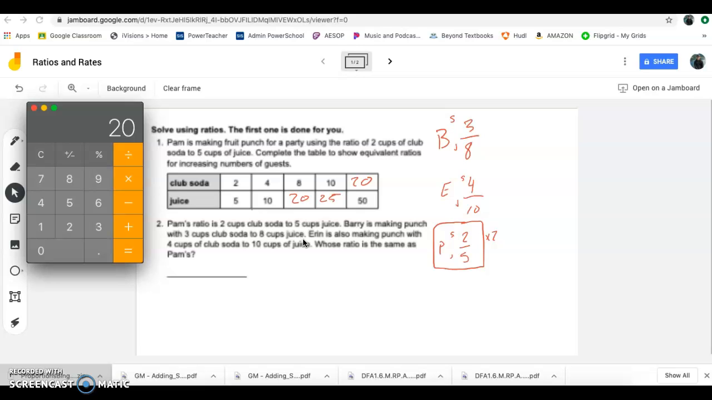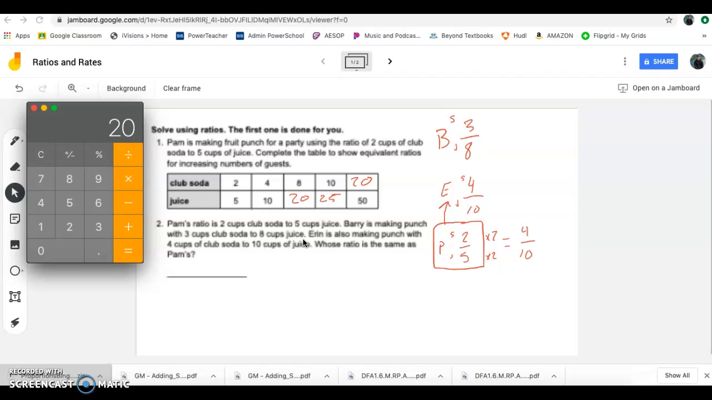If Erin has 10 for its juice, can I multiply this by 2 to get 10? Yes, I can. So remember, math's always fair. Whatever I do at the top of my ratio, I have to do the bottom. They act very much like fractions, right? And so 2 times 2 is 4. Whatever I do at the top, I have to do the bottom. 5 times 2 is 10. So that means that these two are equal.